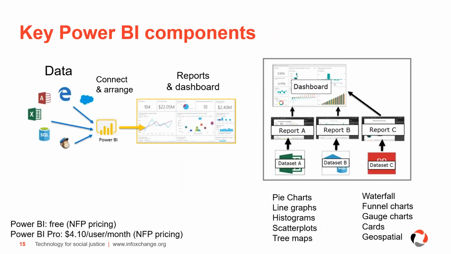I did want to talk about the key Power BI components because that's part of understanding how you interact with Power BI, and it also gives you a background for what you're about to see in a minute. With Power BI, you can connect and arrange your data from multiple data sets. Usually when organizations start working with Power BI, they will have data in a wide variety of data sources. It might be Microsoft Access, it might be Excel, it might be SQL, it might be a cloud system which has an open interconnect. I've got a MailChimp icon there which we can also connect in with.